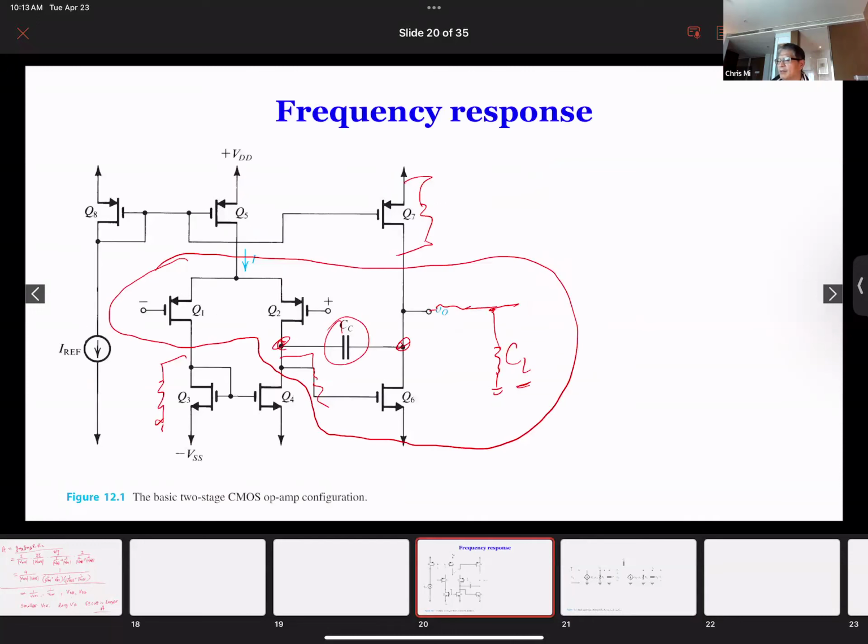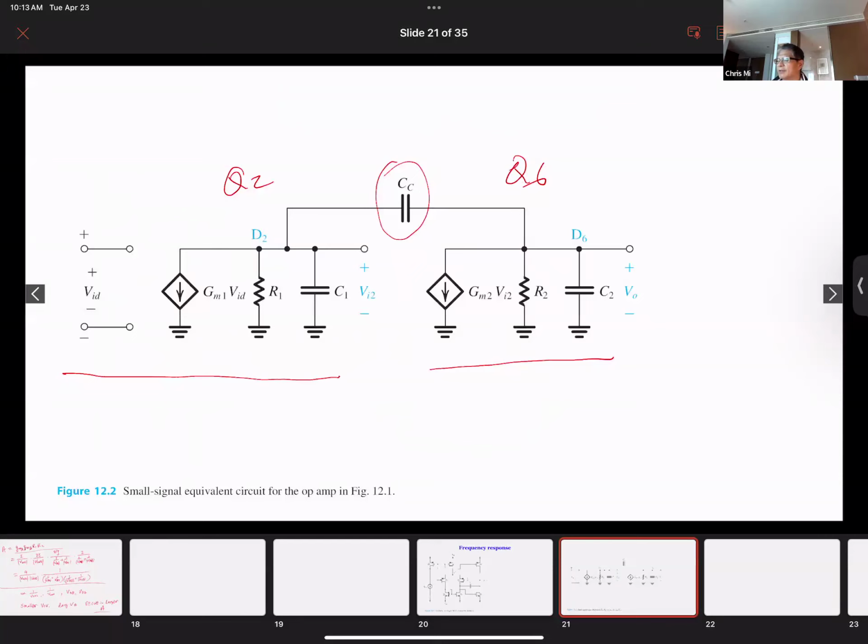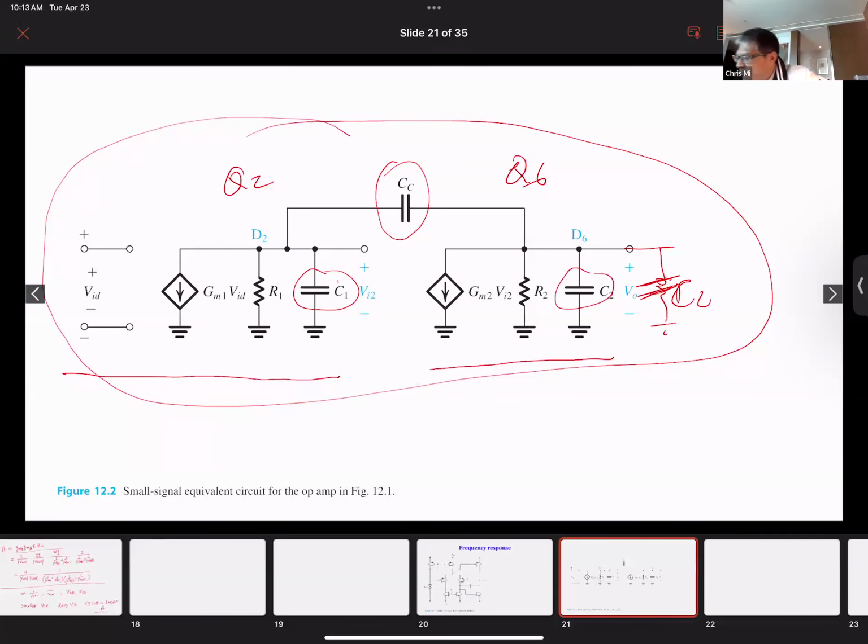And C1 basically looks like it's here. So it's an equivalent circuit of the whole impedance of Q1 and the impedance of Q2. So here you see we have C1 and we have C2. And here also later on, we're going to add a CL over here. So we're going to write this equation, and we're going to derive the frequency response in our next lecture.